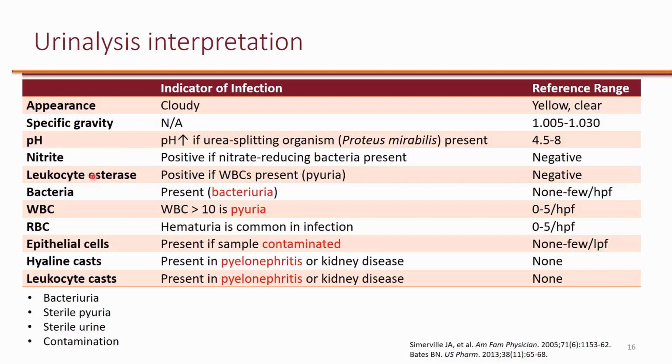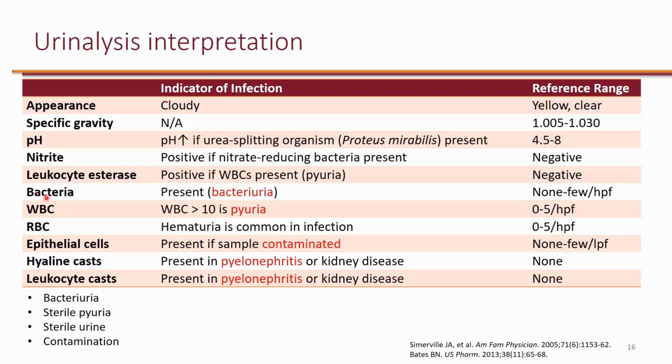So if you do find the leukocyte esterase, that just means that there are white blood cells present, and we call this pyuria. Pyuria means the presence of pus in the urine, or more specifically, the presence of white blood cells or leukocytes in the urine. And you can actually measure how many white blood cells are in the urine. The exact definition of pyuria would be if you have white blood cells of more than 10, then we call this pyuria.